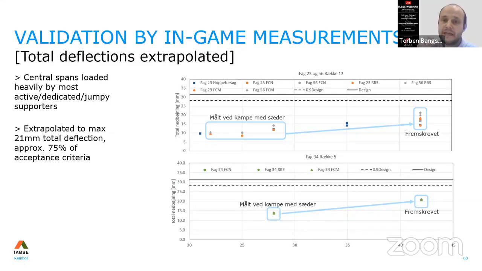By that, we were able to demonstrate that in game, we would see in the order of 21 millimeter total deflection of the terrace elements. And that would be in the central spans, not in the upper central spans where we had the longitudinal beam. Those results would be smaller due to longitudinal beams, but in the front part of the central spans, where also the second most, say, dedicated or active supporters would be standing, that is where we registered the largest response. So 21 millimeters was still just 75% of the acceptance criteria and 66% of the capacity in ULS. So pretty good. We were in range, and combined with the demonstration that we did not have an increased response at high frequency jumping, that meant that we were in good hands and good shape to recommission the grandstand with 4,700 people, no seats.